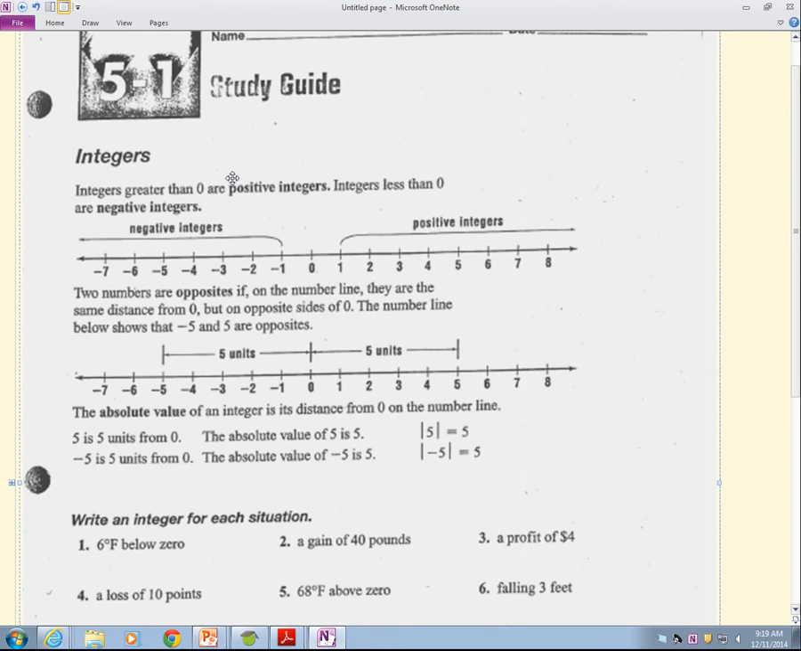Forty points a game? Good. Increase of 40 points in a game. Beautiful. Yes, sir, you had your hand up. Change your mind, Abby? Okay, what you got?